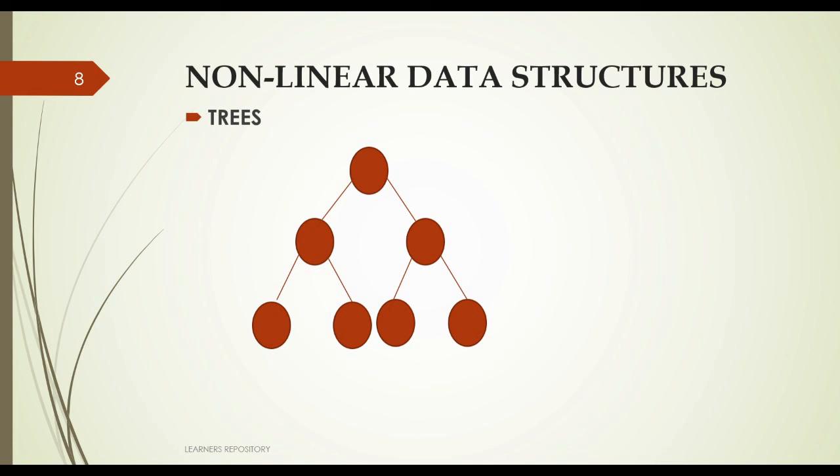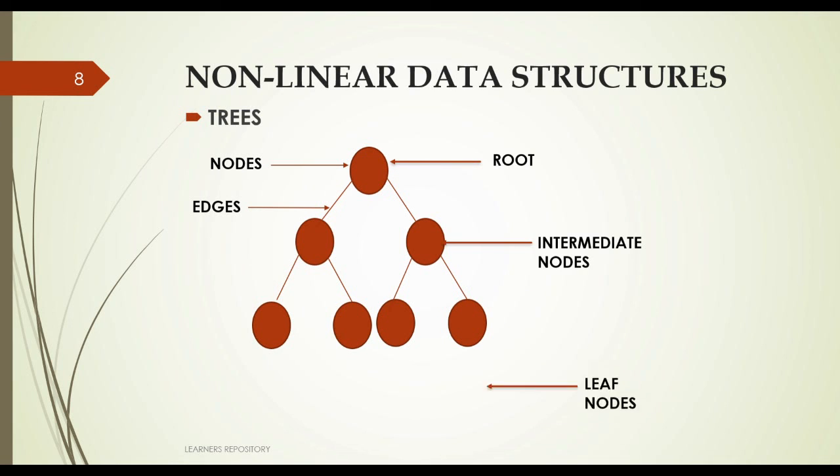As we all know, non-linear data structures cannot be accessed sequentially, whereas they will be in hierarchical form. The first example of non-linear data structure is trees, which will be a collection of nodes and edges like this. The circles are called as nodes and the lines are called as edges. So the first node is called as the root, the last nodes are called as the leaf nodes, and the middle nodes are referred as intermediate nodes.